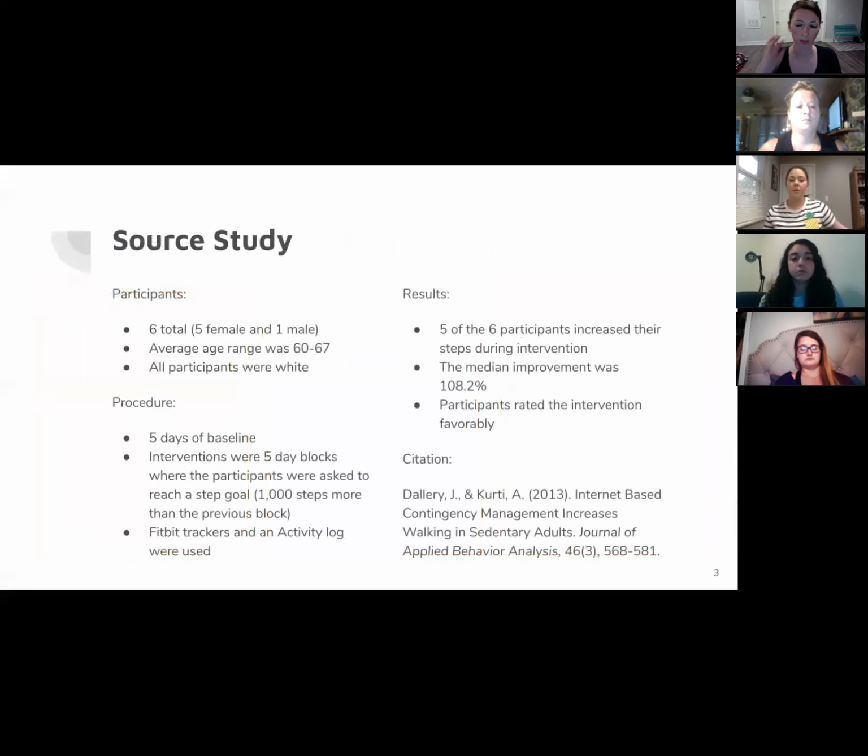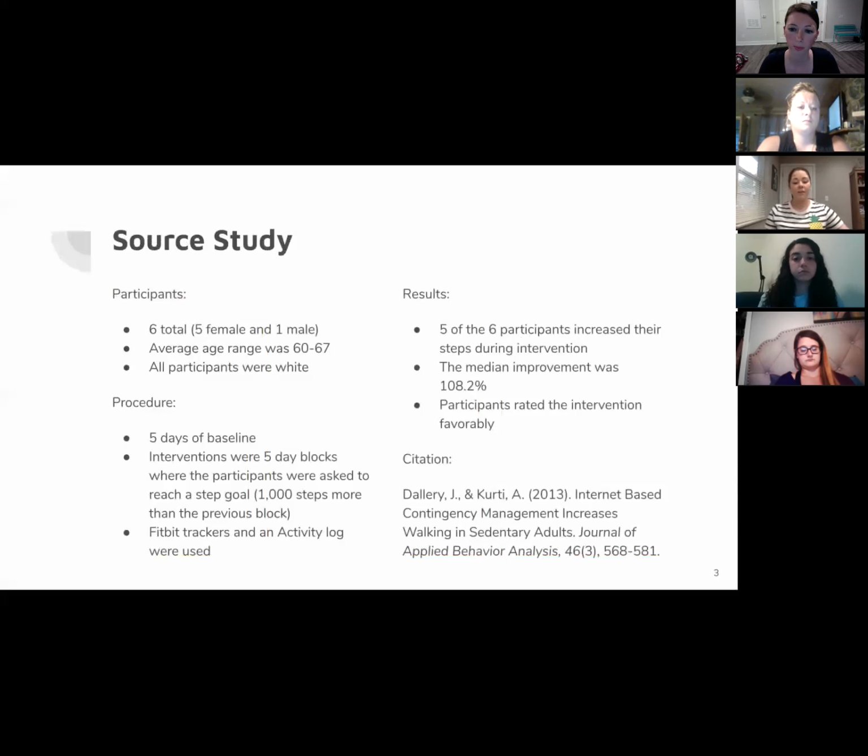In the study that we chose to replicate, there were 6 total participants. 5 of those participants were female and 1 was male. The average age range for the participants was 60 to 67 years of age. All of the participants were white. The procedure included 5 days of baseline.